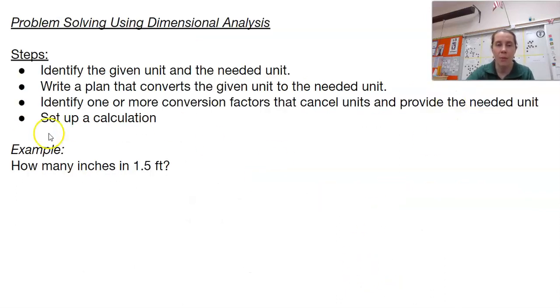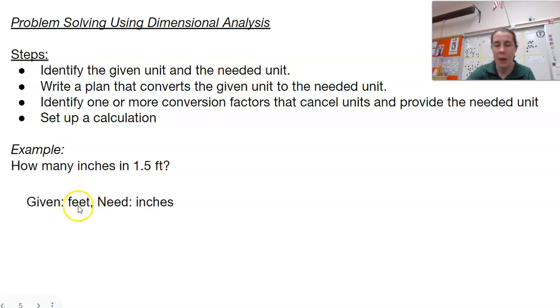So when we have a problem, how are we going to do it? First we want to identify what we were given and what we're trying to find. So for this problem, how many inches in 1.5 feet? We were given feet and we need inches. So our plan for that conversion must rely on the fact that we have conversion factors to get from one to the other. I will always give you these conversion factors. You do not need to memorize them.